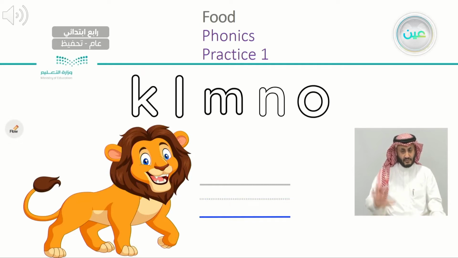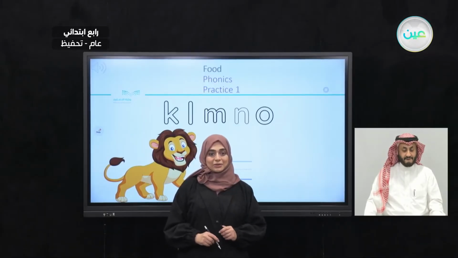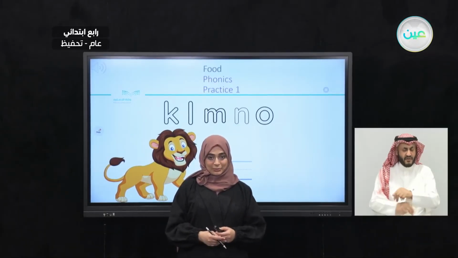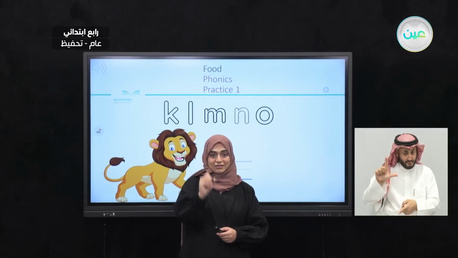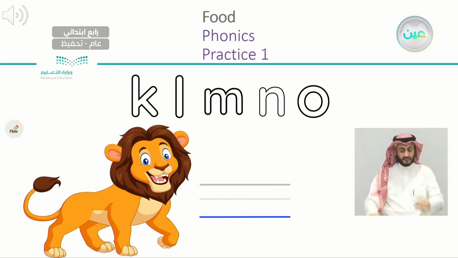Number 5. Lion. So this is the animal that we talked about earlier. Remember? What is the name of this animal? Lion, and it starts with the letter. Write the letter in the air. L. Excellent. L. Let's trace the letter L and write it down. L. Lion. Excellent.